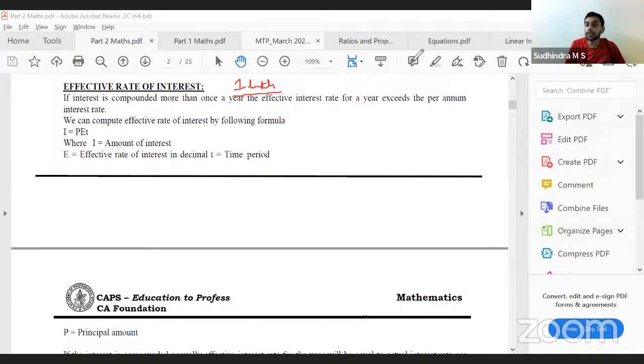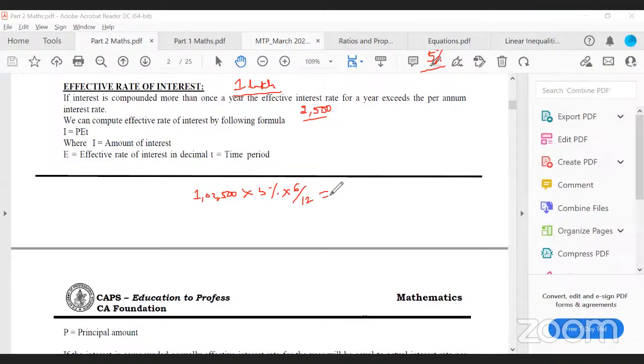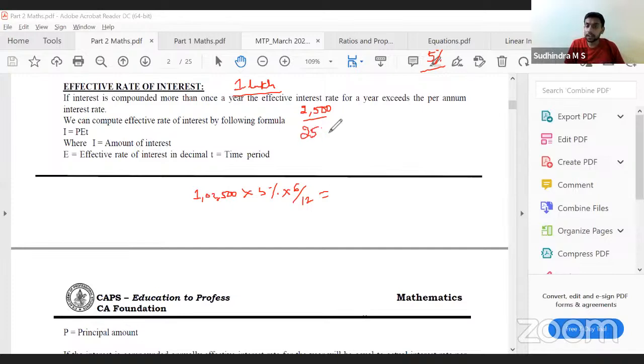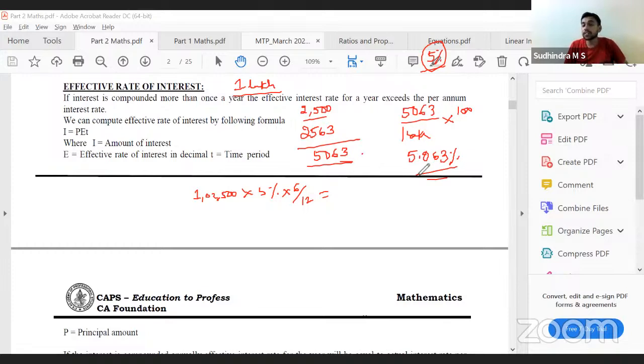1 lakh, let's say the interest rate is 5%, compounded half yearly. In such case, at the end of 6 months, what is the interest that I get? 2,500. At the end of the next 6 months, the end of 1 year, what is the interest that I'll get? 1 lakh 2,500 is the revised principal, into 5% into 6 by 12, which will be 2,562.5, about 2,563. So total interest is 5,063 rupees. If I had 5% simple, the interest should have been 5,000, but I'm getting 5,063. So the effective rate of interest is 5,063 divided by 1 lakh into 100, which is 5.063%. So even though the actual interest rate is 5%, the effective interest rate is 5.06%.